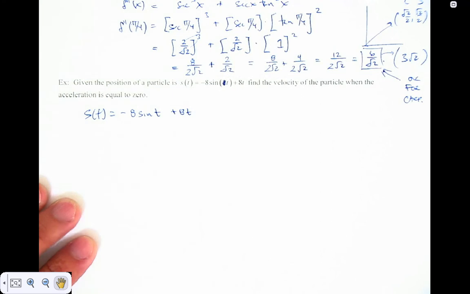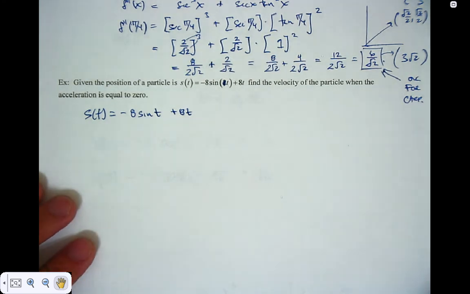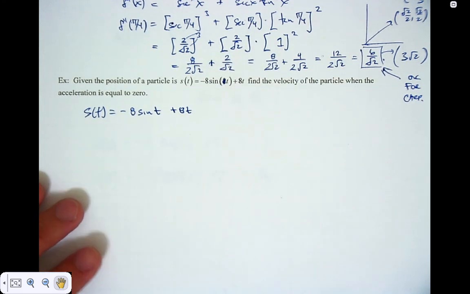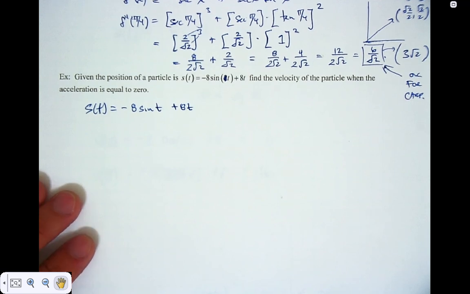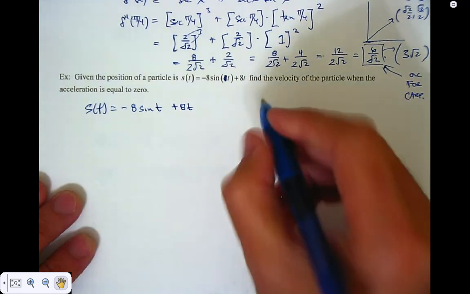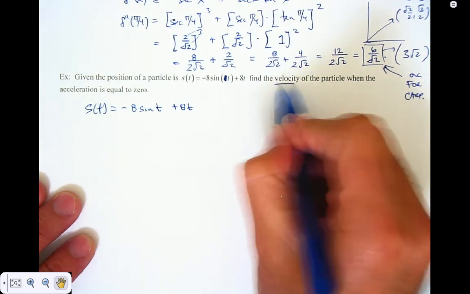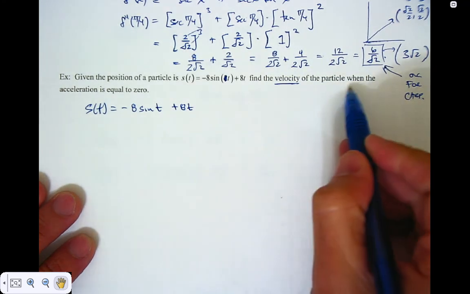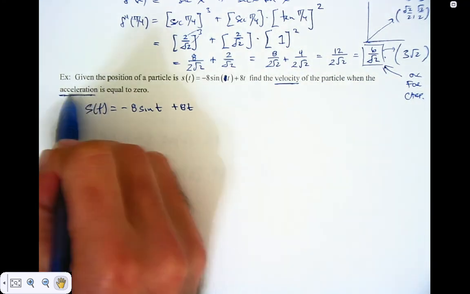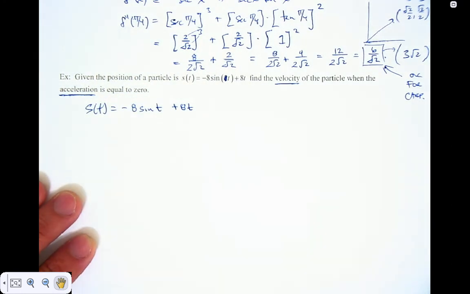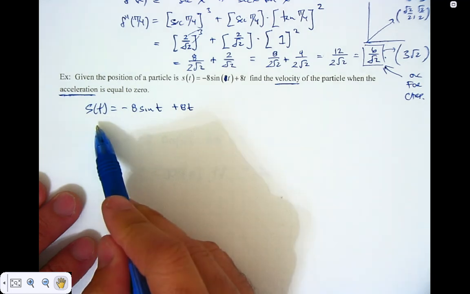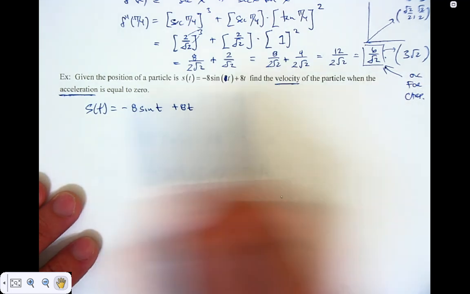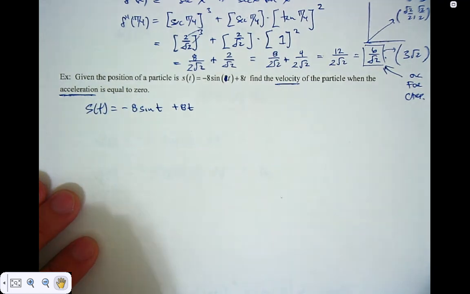So let's not make it difficult on ourselves. Given the position, find the velocity of the particle when the acceleration is equal to 0. So you are trying to find the velocity, so underline that. When the acceleration is equal to 0, we know that's a definition, we'll use that fact. But just from reading this problem, and you have a position function, clearly you need to know the velocity function and the acceleration function. So let's start there.